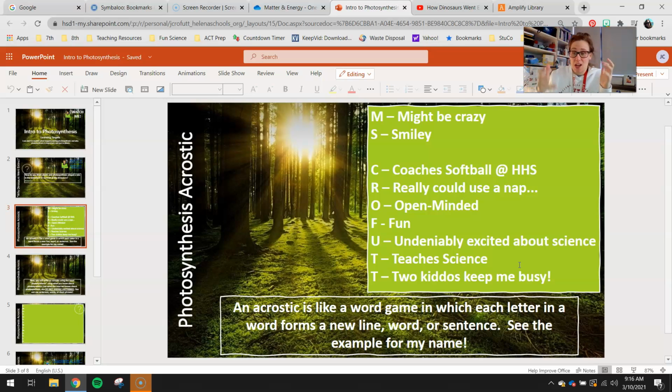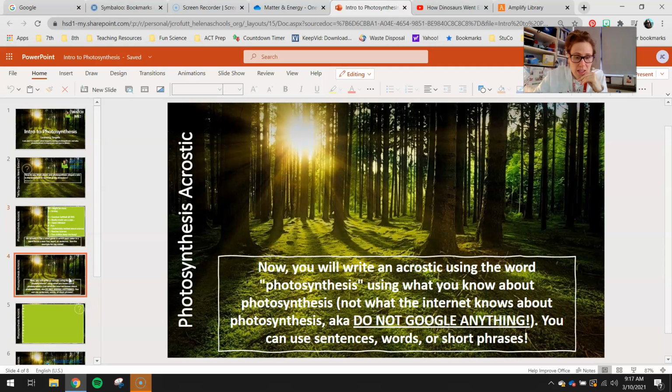Again, it's not just my personality, it's a little bit about what I do outside of school as well. Okay, so that was my acrostic using my name, but of course you guys are not going to do an acrostic using your name. You guys are going to do an acrostic about photosynthesis. Okay, so now you will write an acrostic using the word photosynthesis, using what you know about photosynthesis, not what the internet knows. Okay, so don't Google anything. I want you guys to piece together and tell me as much as you know. Okay, you can use sentences, words, or short phrases.